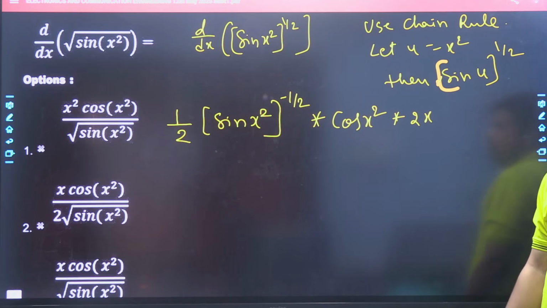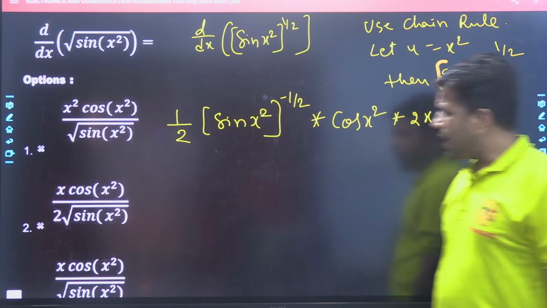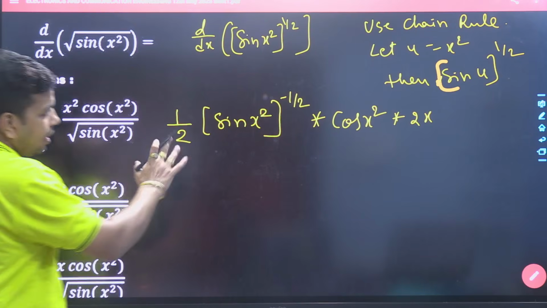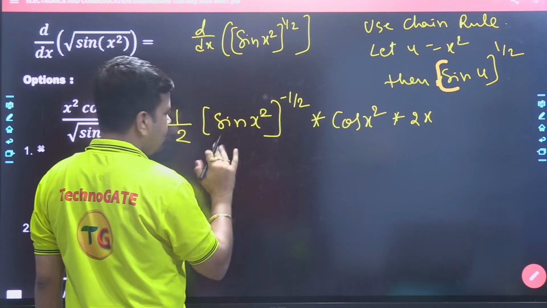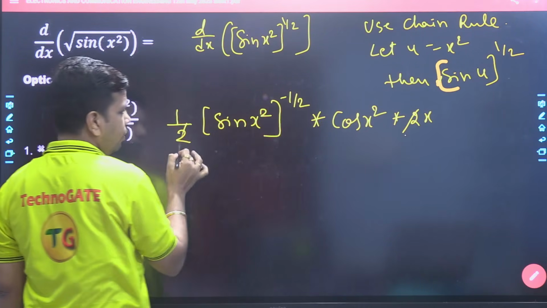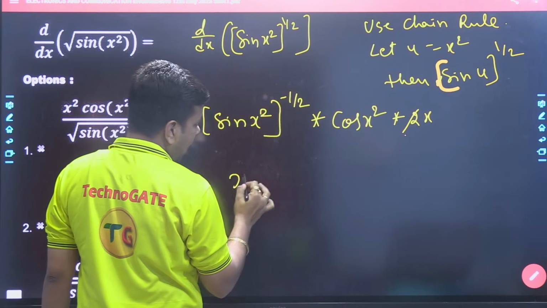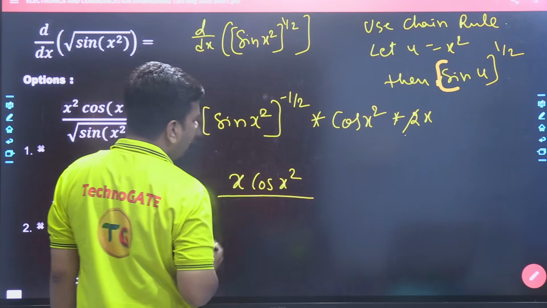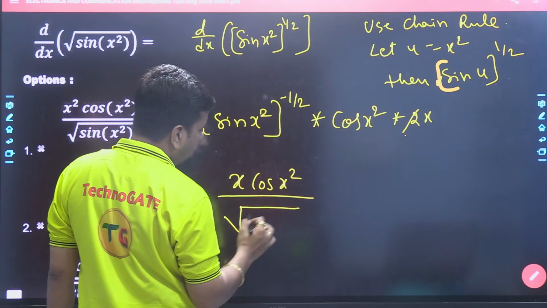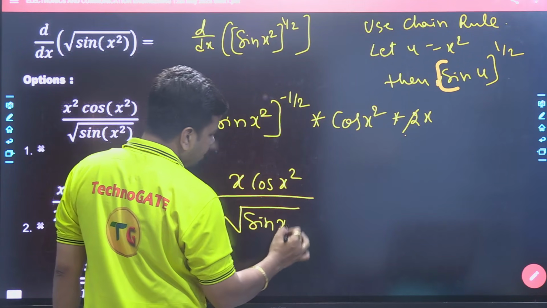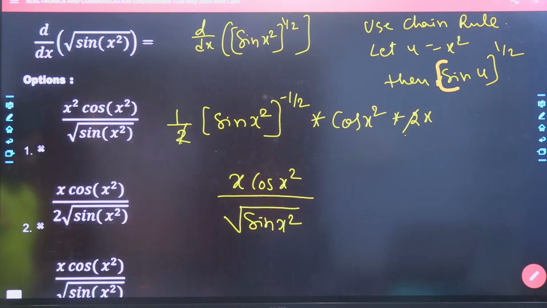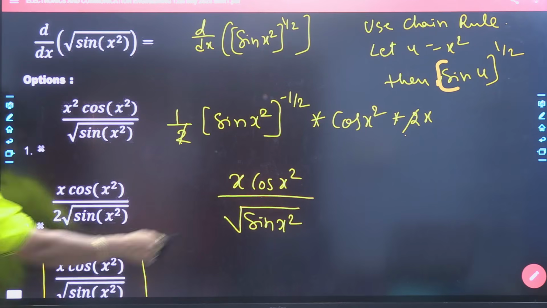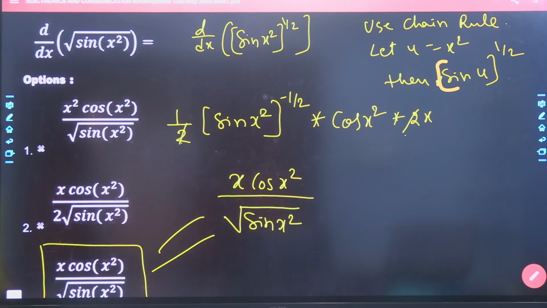Okay. So now I think your answer is calculated. Just rearrange that. We can cancel out this 2 by that 2. So x cos x square divided by the square root of sine x square. That would be your answer. So can we go with the third one? Third is your answer. Got it?